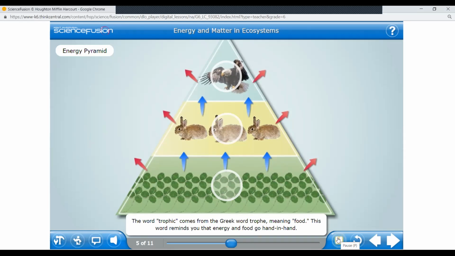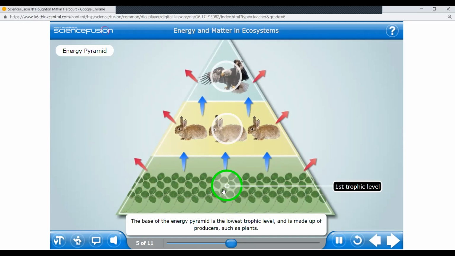Trophic comes from the Greek word trophe, meaning food. This word reminds you that energy and food go hand in hand. The size of the trophic level represents the amount of energy stored as food at that level. The base of the energy pyramid is the lowest trophic level and is made up of producers, such as plants. This level contains the most stored energy. That's why it's the largest part of the pyramid.